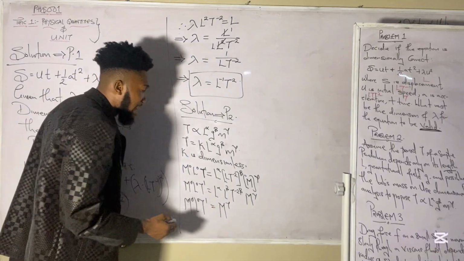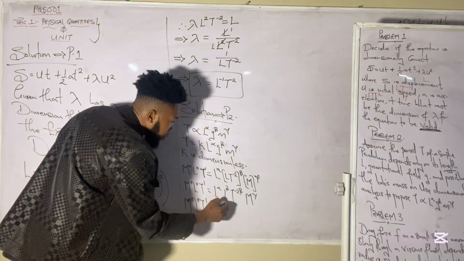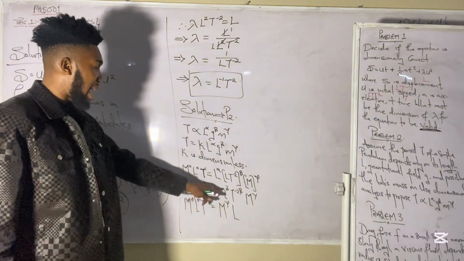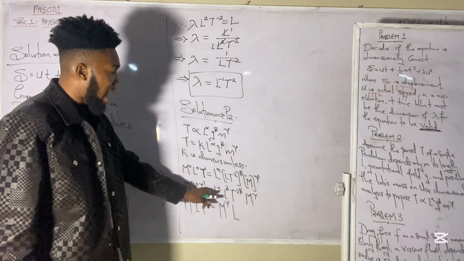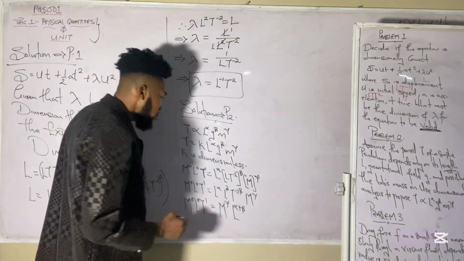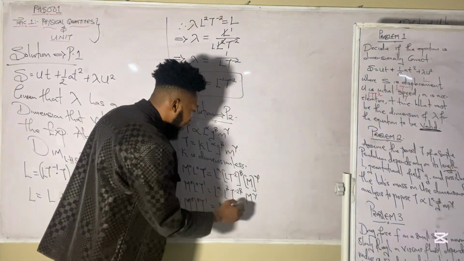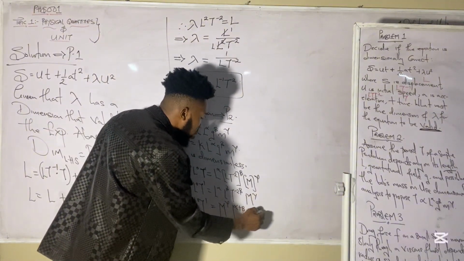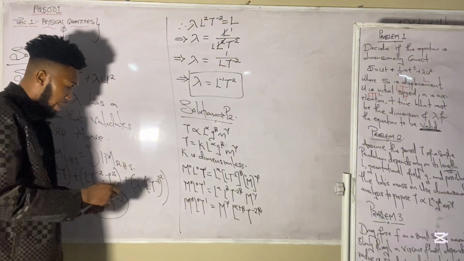Then what's the next I want to write? L. So we have L. How many L's do I have? I have L alpha and L beta. So L alpha times L beta gives you L alpha plus beta. Then I have T. Is there any other T? No. Only T raised to the power -2 beta.